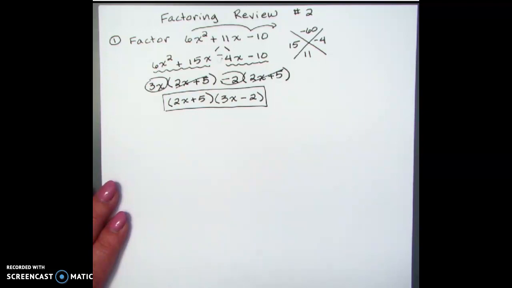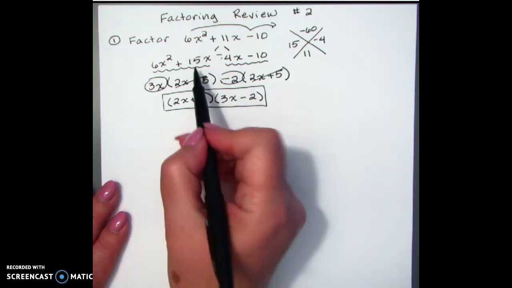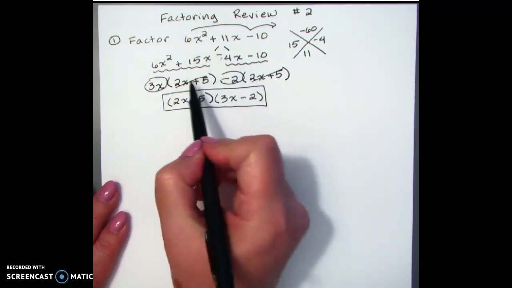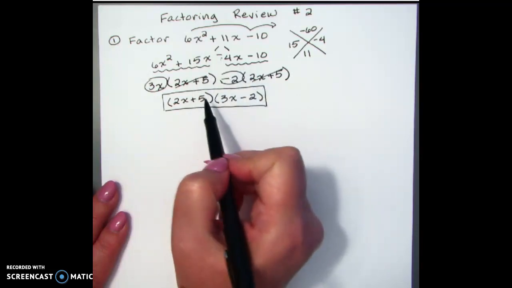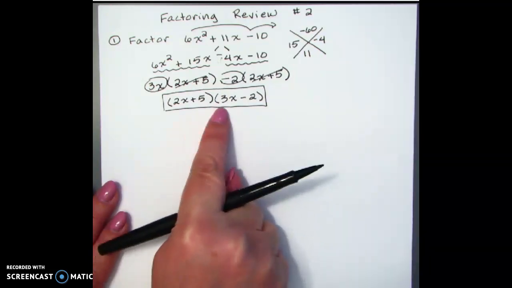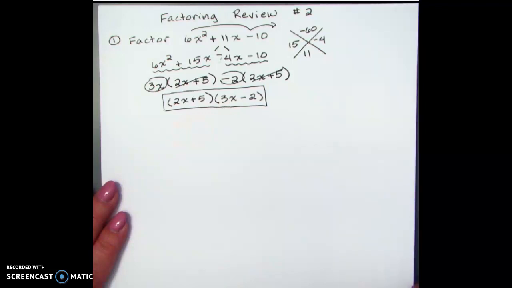So again, if you want to try these problems on your own, you can always pause the video, try it on your own, and then play the video to see if it matches. Recognizing if you put the negative 4 here and the positive 15 here, you would get different parentheses, but your final answer should be the same as mine. And remember that the order of these two parentheses does not matter.